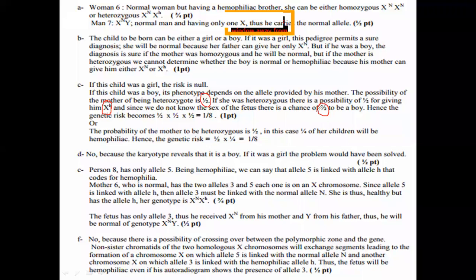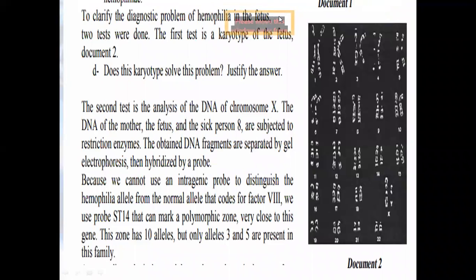Or you can solve it in another way. You can say the probability for the mother to be heterozygous is 1 over 2, and the probability for the children to be affected is 1 over 4. So it will be 1 over 4 times 1 over 2. But I prefer to use this one. This will help you to understand more and more. So the risk is going to be 1 over 4 times 1 over 2.